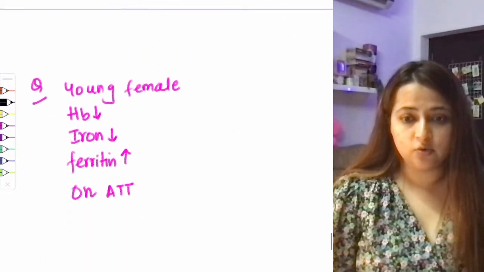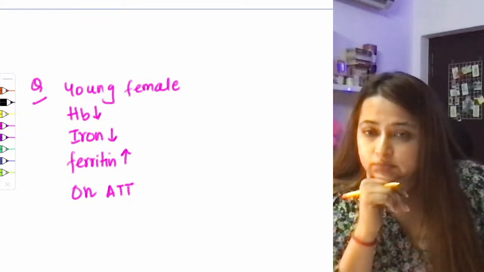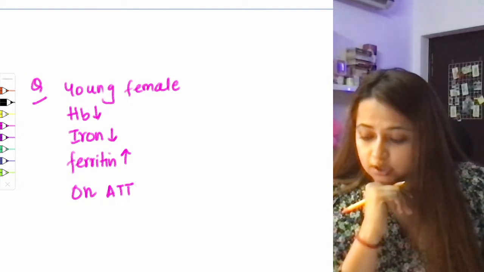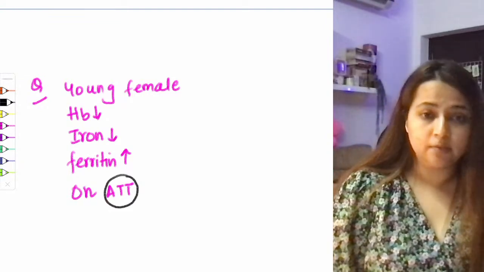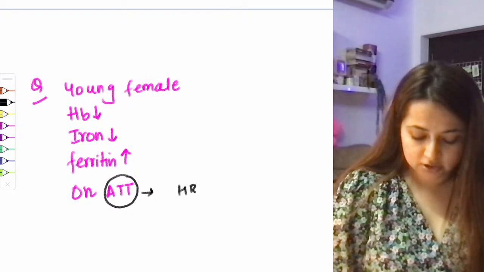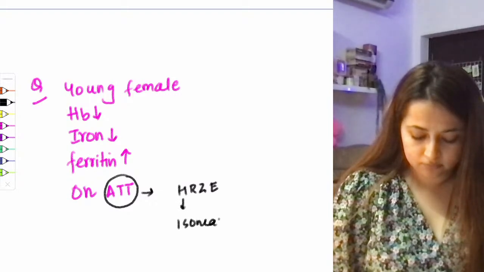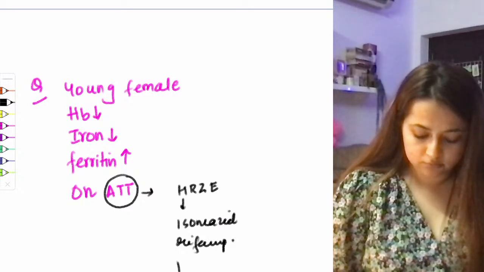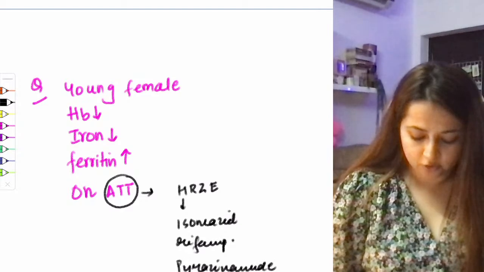So look at the clinical scenario here. Young female, reduced hemoglobin, reduced iron, ferritin increased, patient on ATT. So ATT is anti-tubercular treatment. What are the first line drugs for TB? HRZE. Isoniazid, rifampicin, pyrazinamide, and ethambutol.